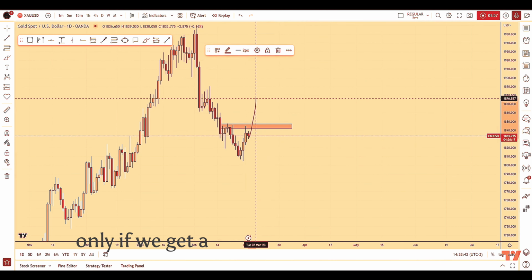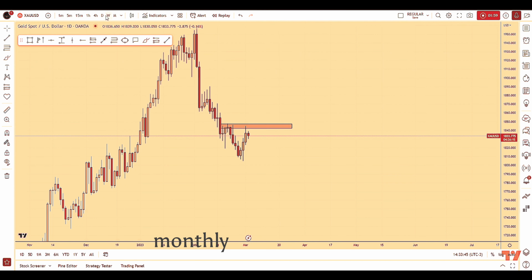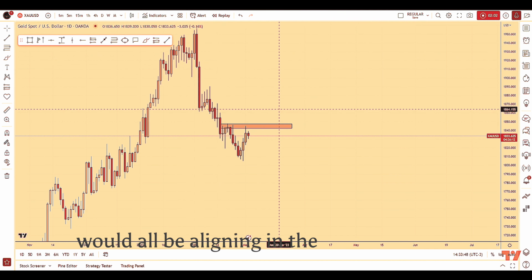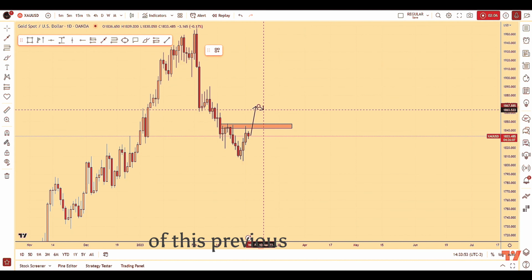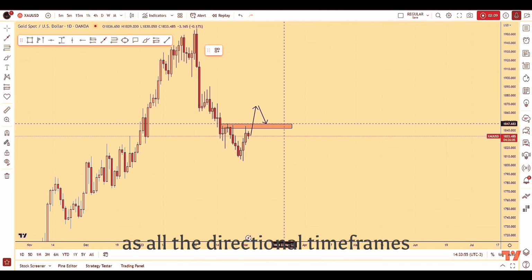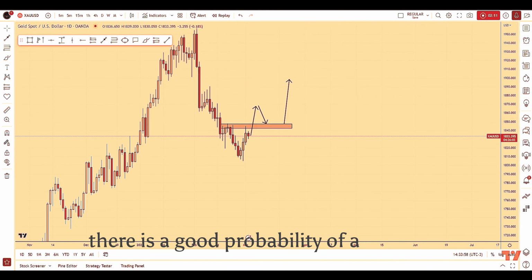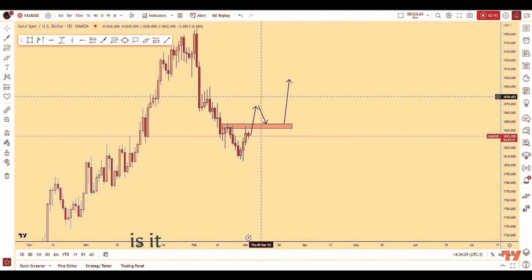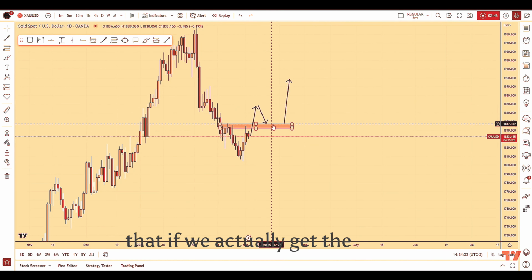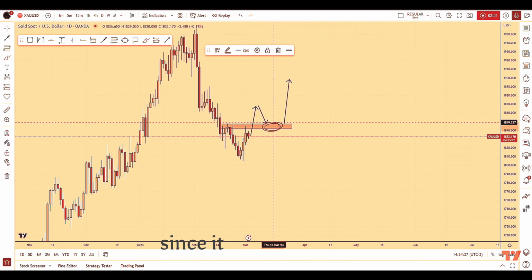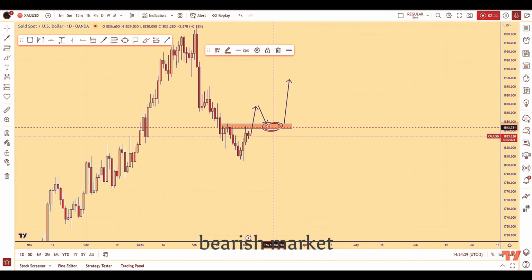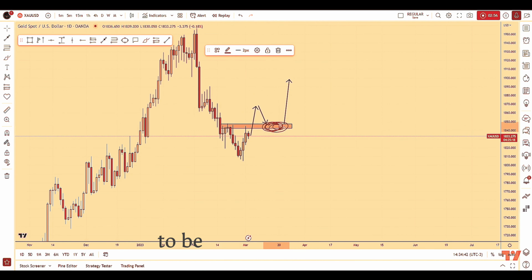So only if we get a break above this resistance, only at that point, monthly, weekly, and daily would all be aligning in the same direction. So if we do get the break on the retest of this previous resistance turn support, as all the directional timeframes are showing the same direction, there is a good probability of a rejection. Now, what this does is it increases the probabilities that if we actually get the break on the retest, we actually get a rejection higher, because this would be a good zone, since it would be a shift from a daily bearish market to a bullish market for institutions to be adding more longs. And at that point, we would have a higher probability of this potential move to the upside.